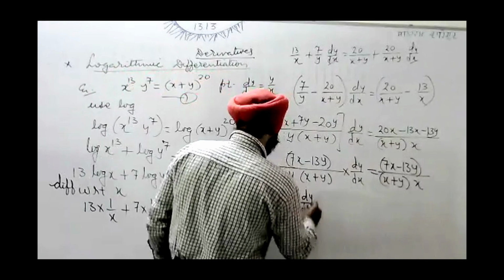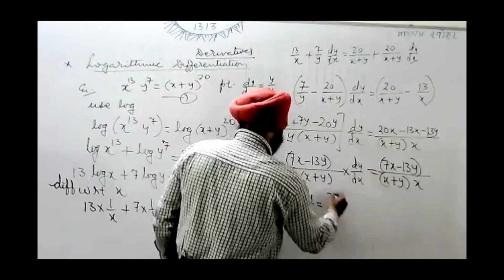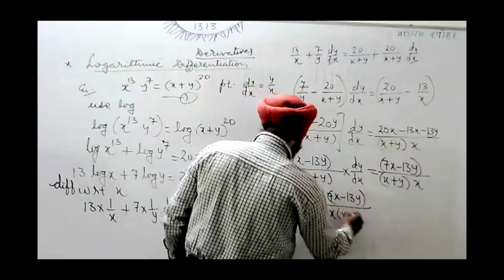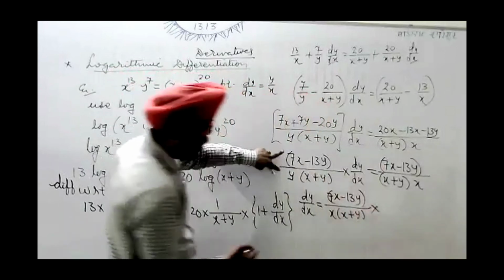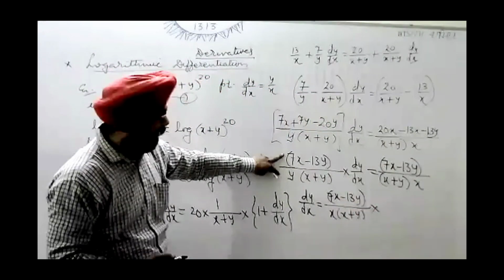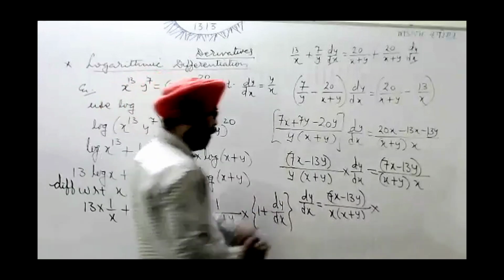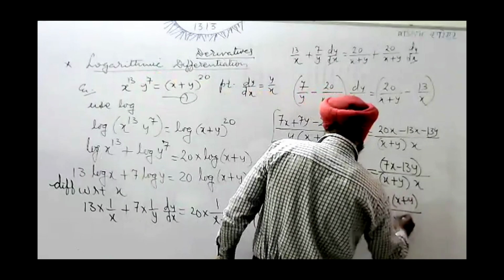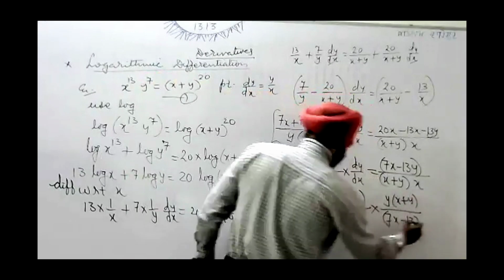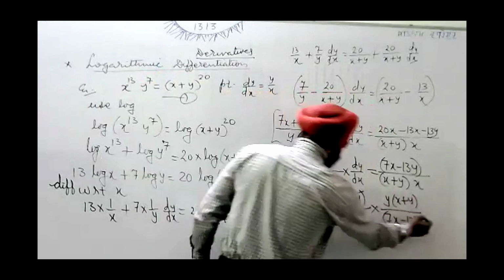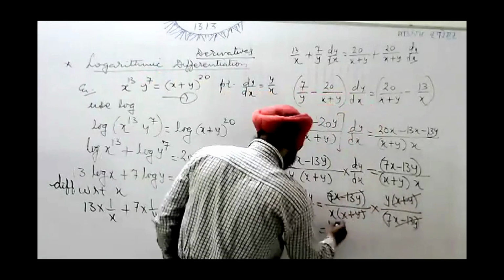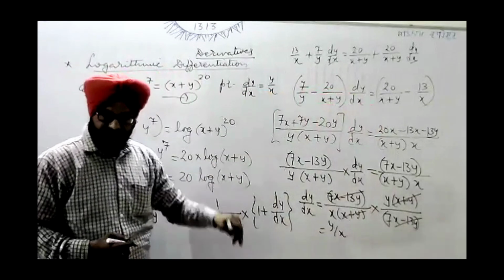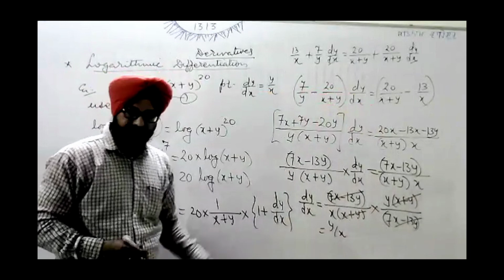dy by dx is equal to 7x minus 13y as it is with x plus y. When this fraction goes to the right hand side as a reciprocal, we get y into x plus y on 7x minus 13y. Bracket to bracket here cancels out. We are left with y by x. This was the demand. We have done it.